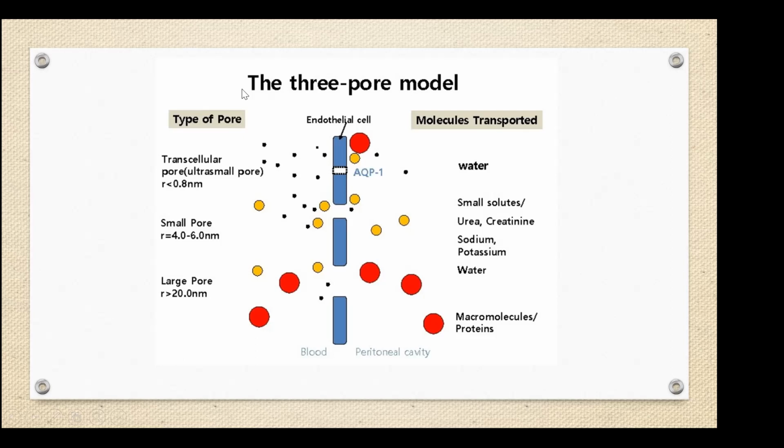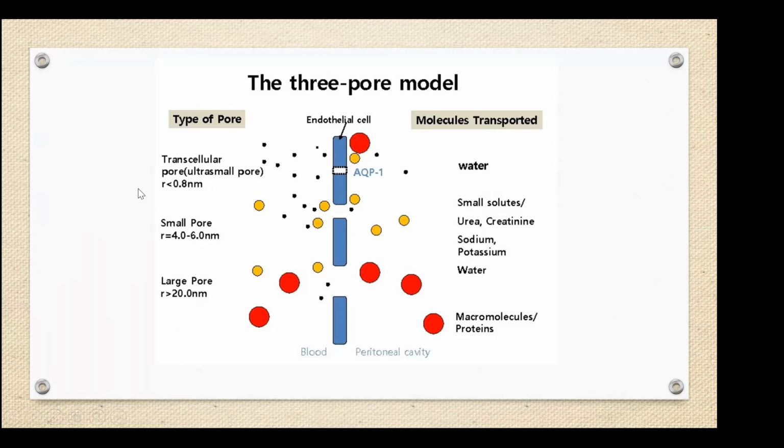There are three types of pores. First is the transcellular pore, or ultra-small pore, with a radius of less than 0.8 nanometer. It carries water. This is the peritoneal membrane, and here is the blood supply. It shows the peritoneal capillaries, and here is the peritoneal cavity. The small pore radius is 4 to 6 nanometers, and the large pore radius is more than 20 nanometers.